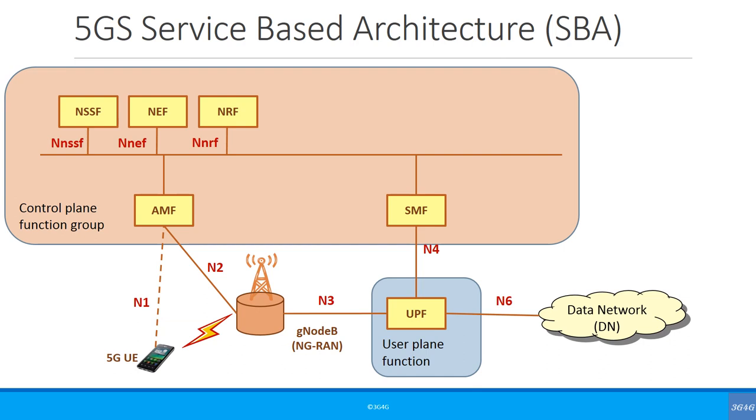Then we have the network repository function, NRF, which offers a whole range of functions like a discovery function that lets software entities serving the control plane services identify other entities in the network and connect directly when they need to. So this allows us to be very slick in how we do communication.